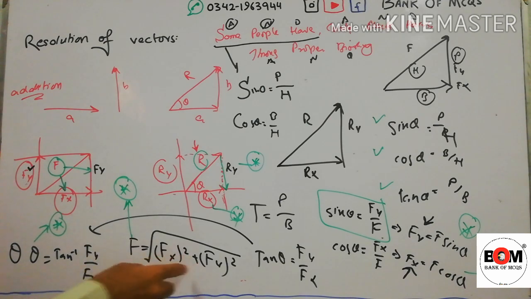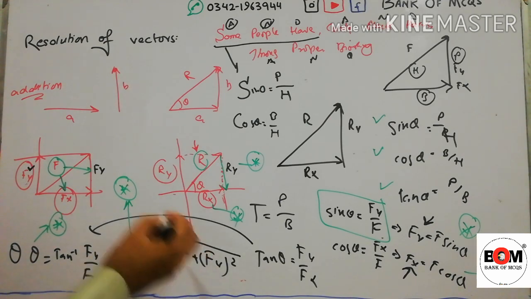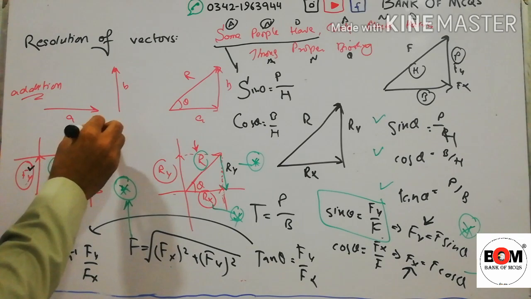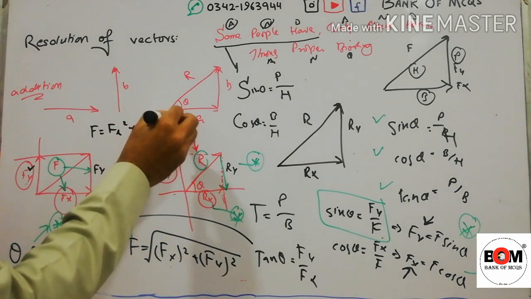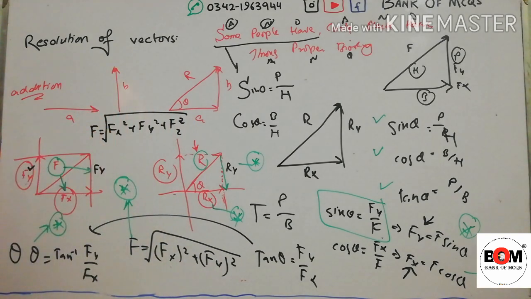In the 3D case, what will happen to F? There will be another component z, so we will use F is equal to the square root of Fx squared plus Fy squared plus Fz squared.